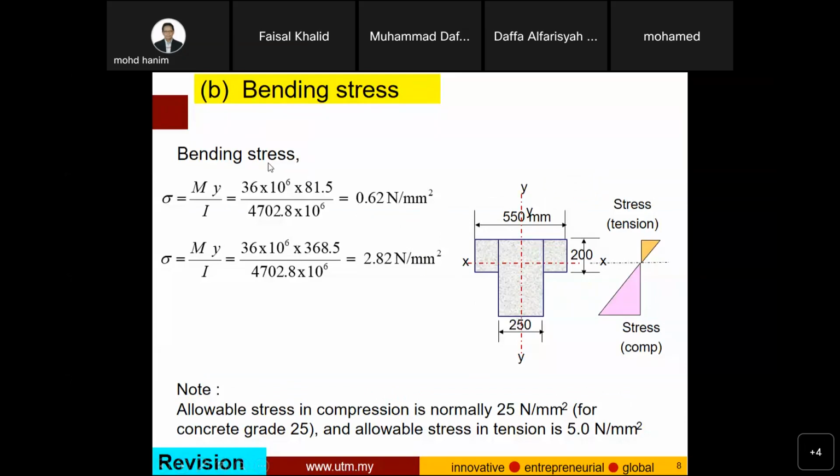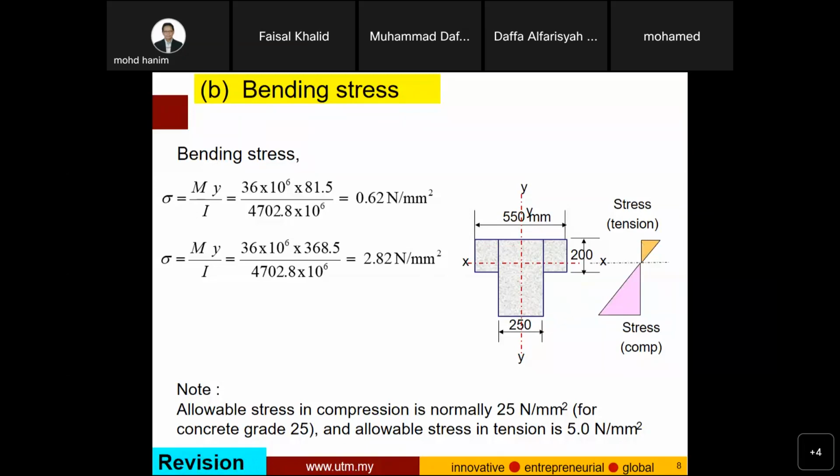So we repeat again. Bending stress here is the stress at the outermost layer of the section. There are two outermost layers, top and bottom. So top will be in compression, bottom will be in tension, if the bending moment is positive in this case.